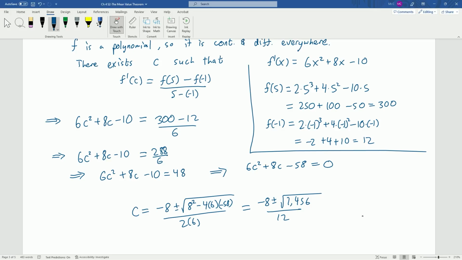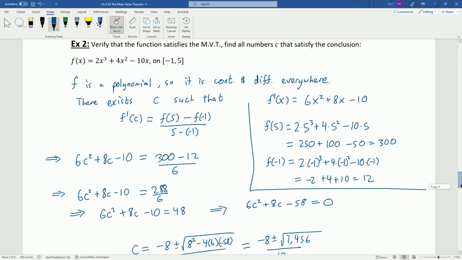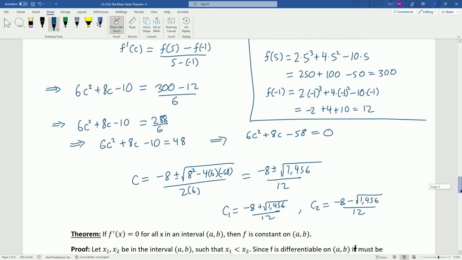Okay, so that's our two answers. Now, we can write this out separately. C1 equals -8 plus the square root over 12. C2 equals -8 minus the square root. Now, the only thing here is to check which one is in the interval.